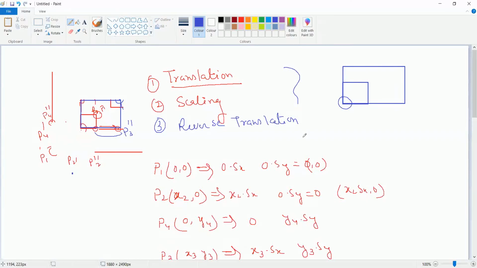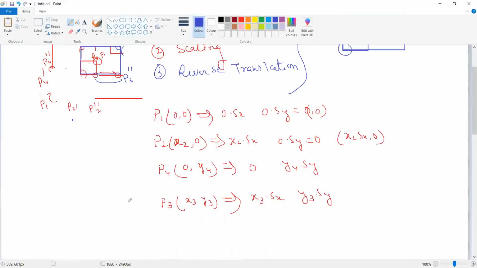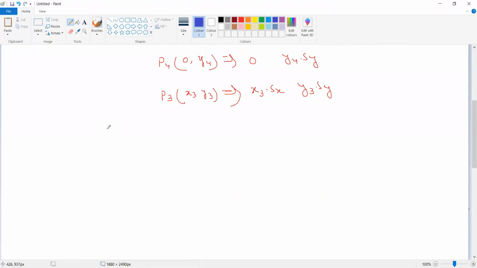Those are the 3 steps you need to perform while scaling with respect to a fixed point. First, you perform the translation, which means you bring the points towards the origin, using the translation matrix with values as per your requirement. Scale it, and then perform the reverse translation to send the object back to its original position. The rest of the things are the same.